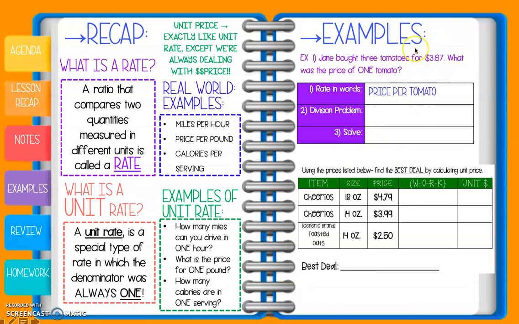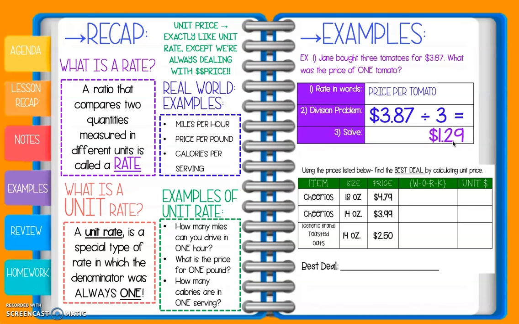The price in this problem was $3.87. Per tells us to divide, and we're going to divide that up amongst 3 tomatoes. So $3.87 divided by 3 tomatoes. So we can solve this by using our calculator, and we find that each tomato was $1.29, or $1.29 per tomato. Okay, so exact same system as yesterday, except it's always going to be dealing with price problems.